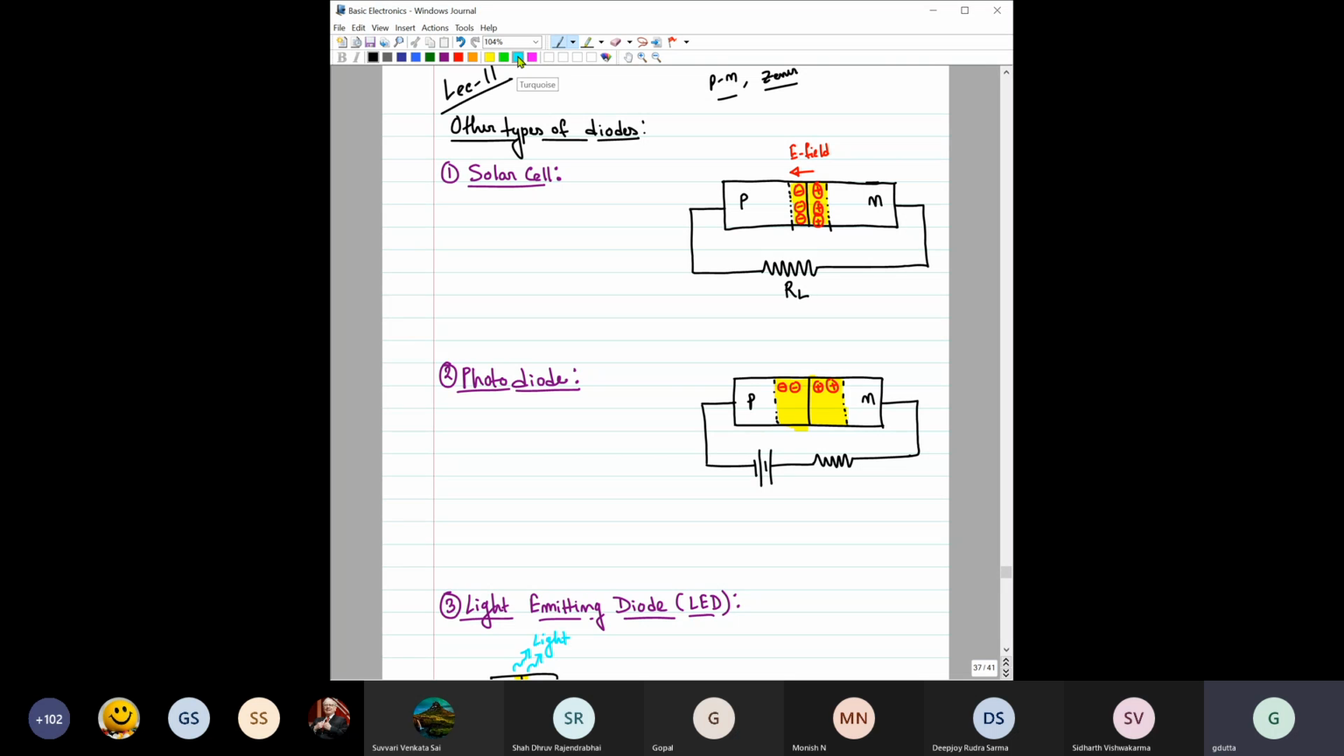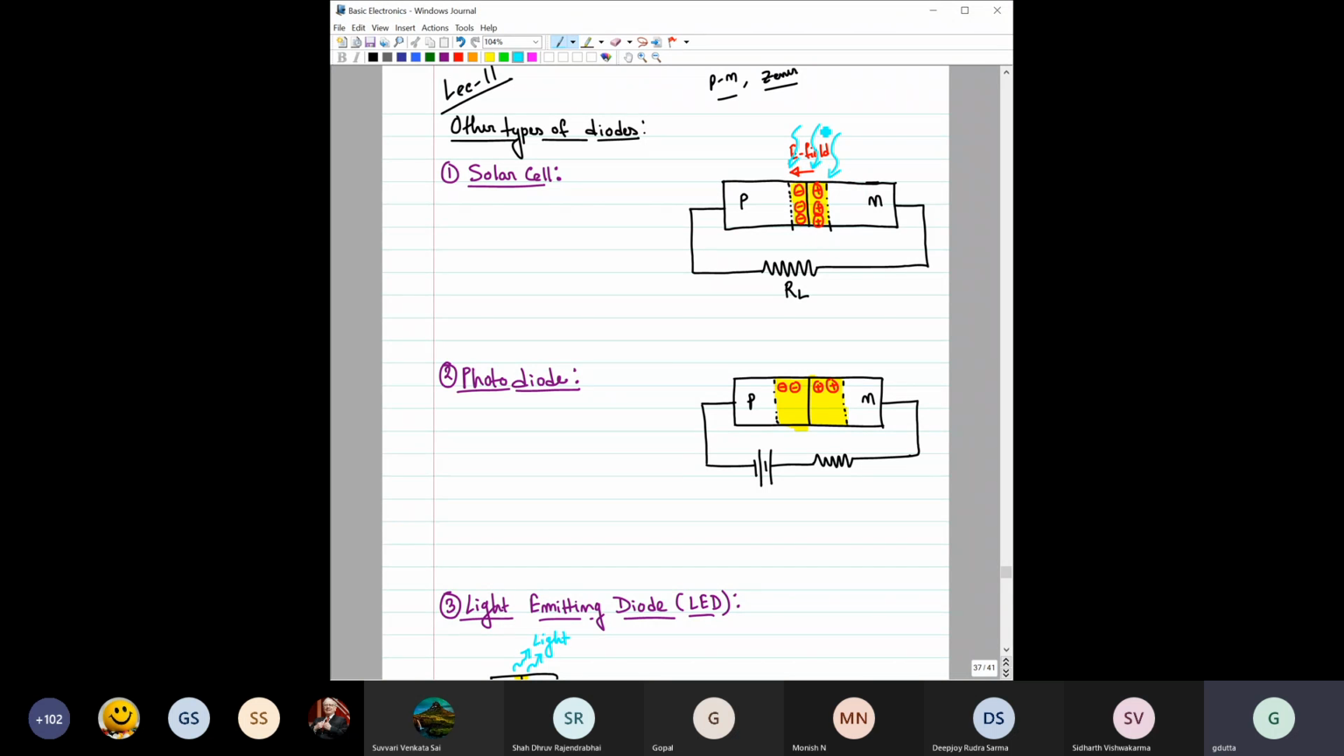Now see what will happen when some light is fallen on this PN junction. Generally, we cannot restrict the light only to this depletion region, but it will fall on the total PN junction region. But what is most important is the region which is close to this depletion region. So only this region is important for us.